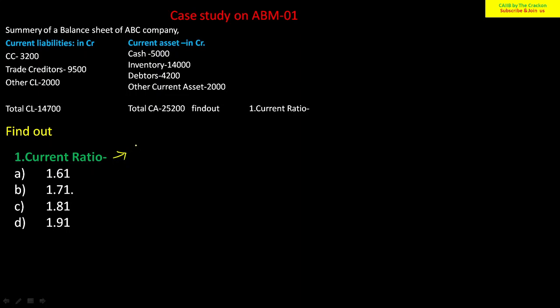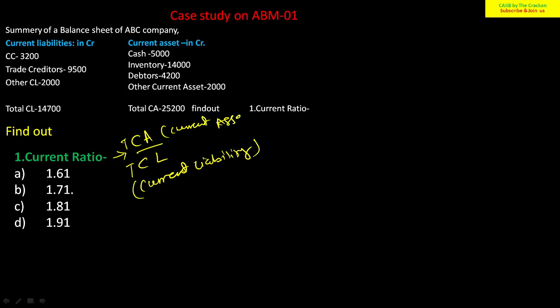So current ratio, the formula is CA divided by CL, right. That means total current asset divided by total current liability. ठीक है. So the ratio of current asset and current liability will give the value for the current ratio, right. So total current asset हमारा कितना है. You have the value, current asset is 25,200 divided by 14,700, right. So if we divide this, we will get the value of 1.71. So option number B is the correct answer, right.